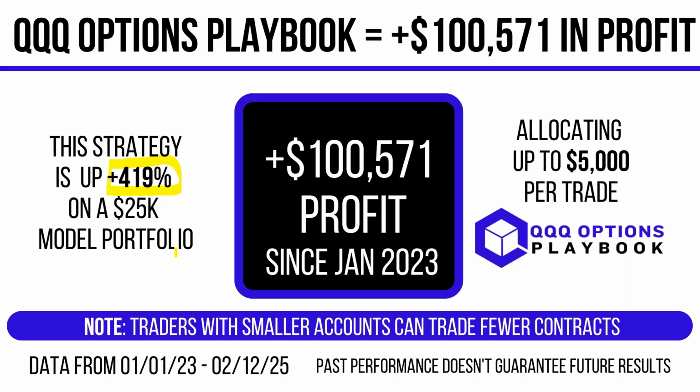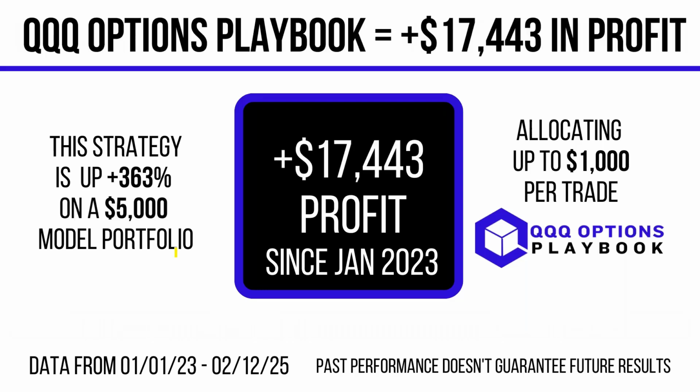Also want to point out, as I said earlier, if you're a smaller trader, okay, let's look at $1,000 per trade over that same time period on a $5,000 account. $17,443 in gross profit before any commission or subscription investment, 363% return under those parameters. Again, past performance doesn't guarantee future results. Future results are going to vary.